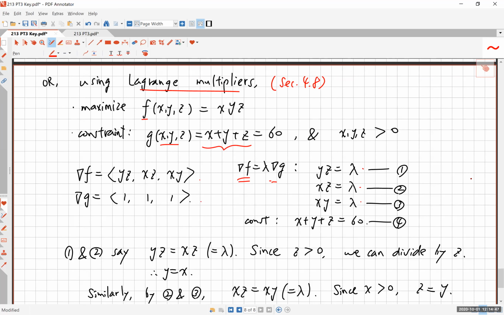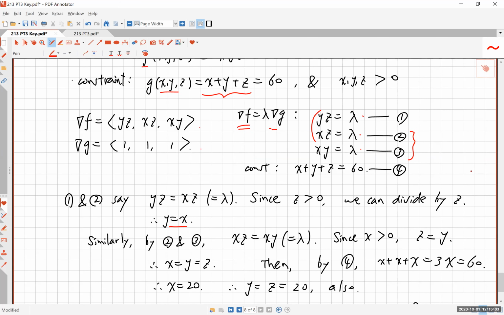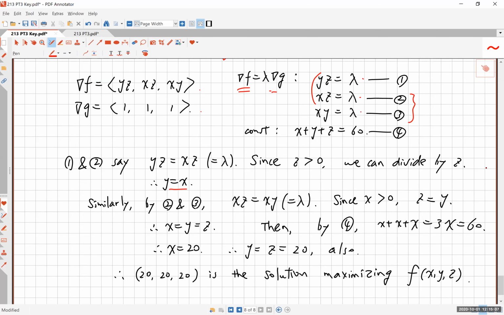And because all of these are non-zero numbers, you divide, and the first 2 will give you yz is equal to xz, where z is positive. So that tells you y has to be equal to x. And similarly, if you combine 2 and 3, you will see that z has to be equal to y. Basically, this is saying all of these are the same number, x, y, and z. And because the sum is 60, each of them has to be 20. Okay. Cool, so that's it.